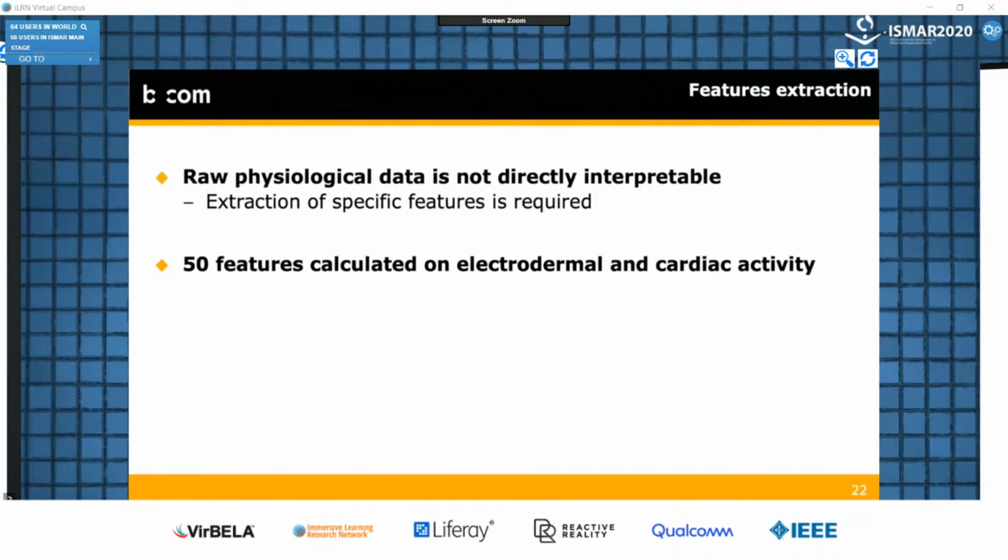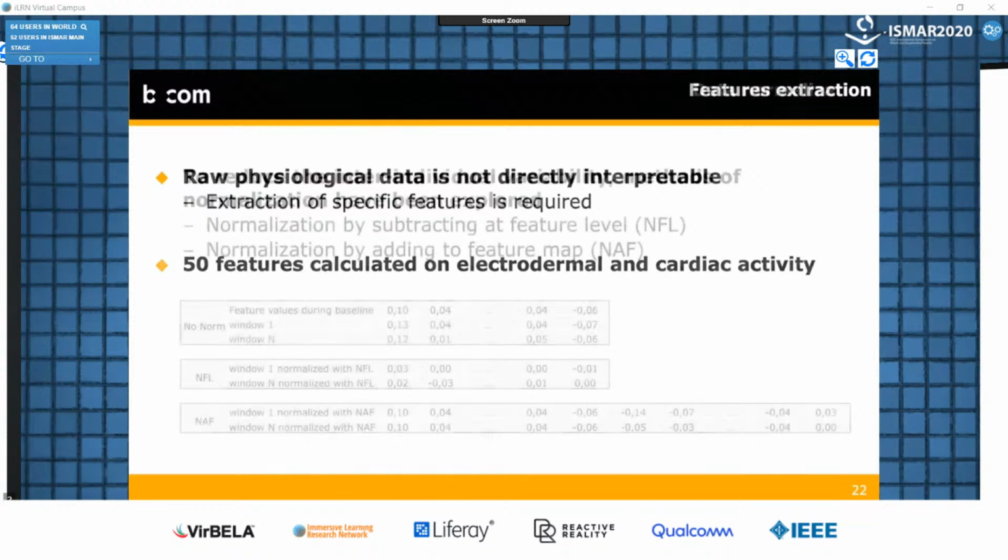50 features are calculated on each extracted window of data, 11 on the cardiac activity and 39 on the electrodermal activity. These features are based on the literature review in the field of cybersickness and more widely in the field of physiological computing.